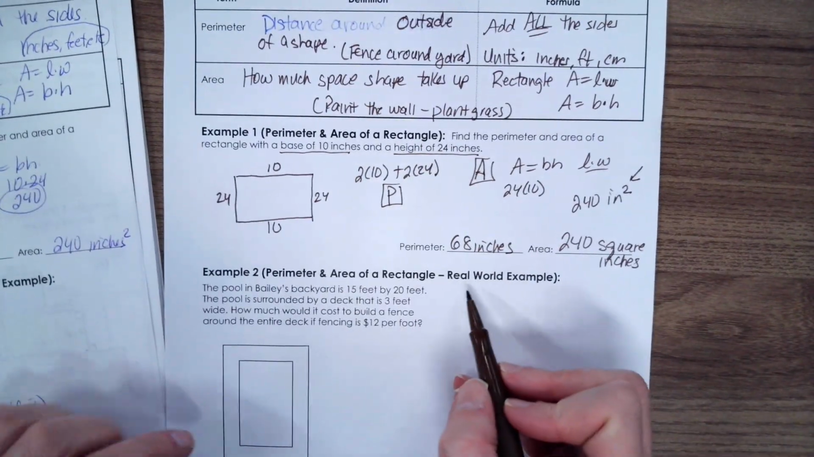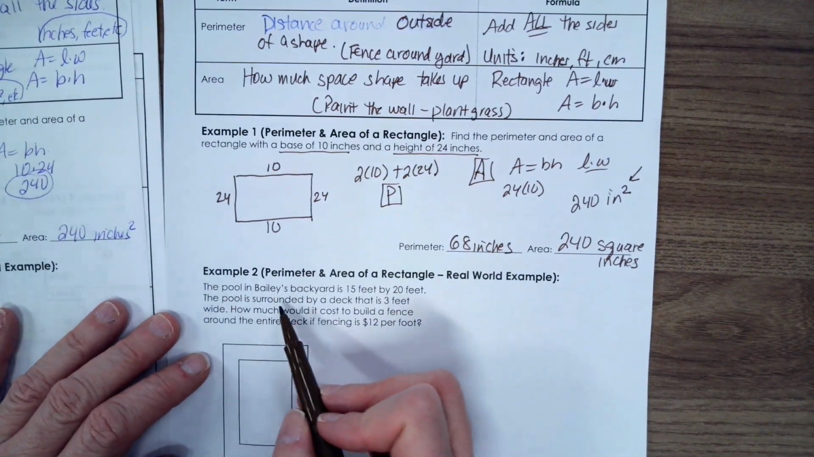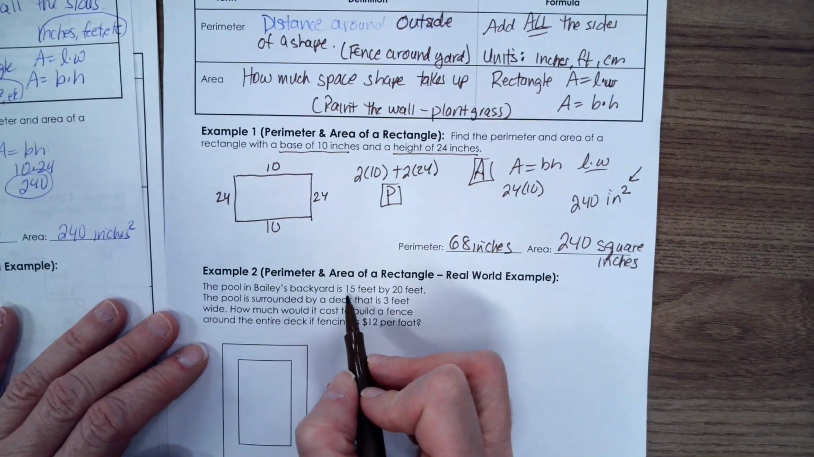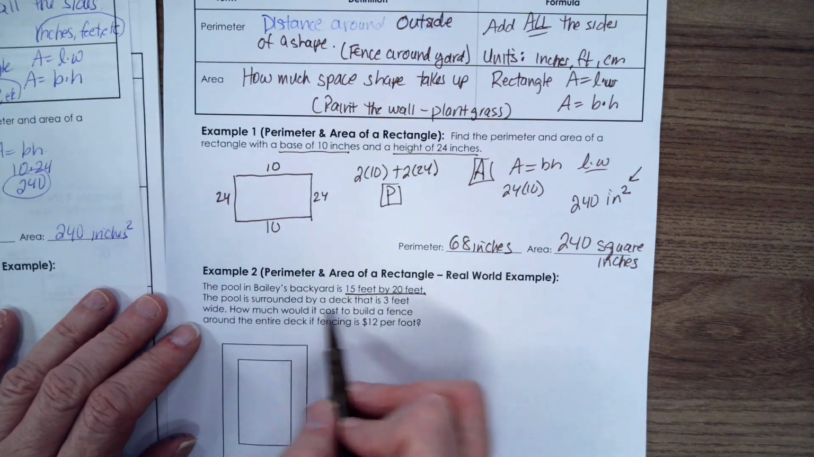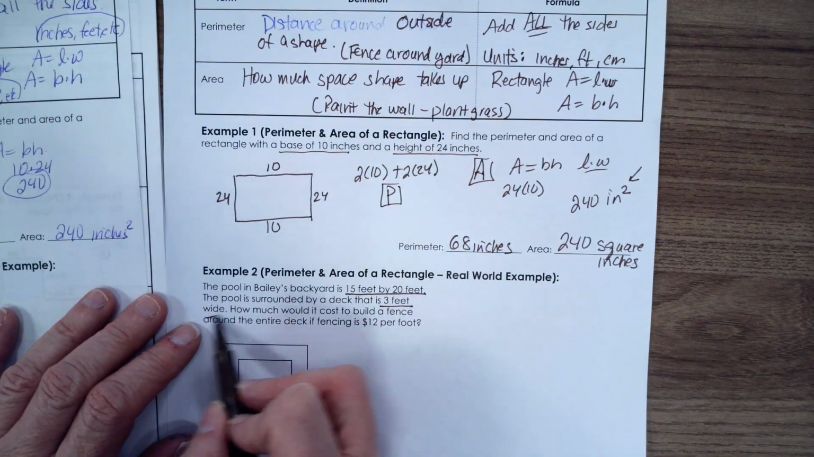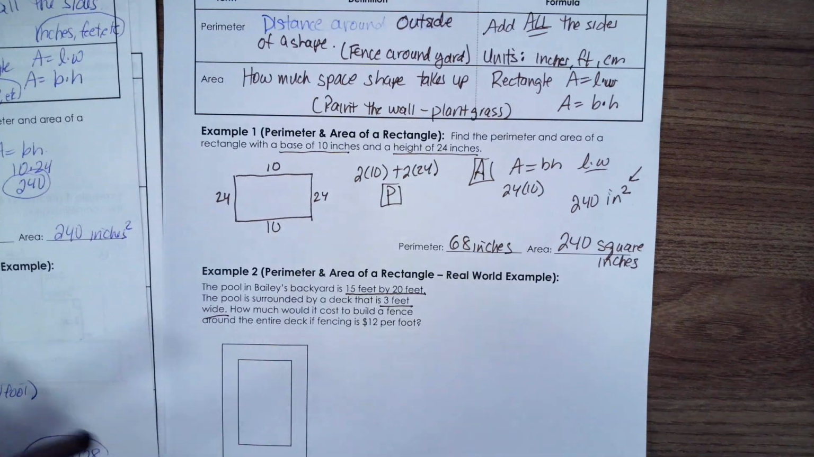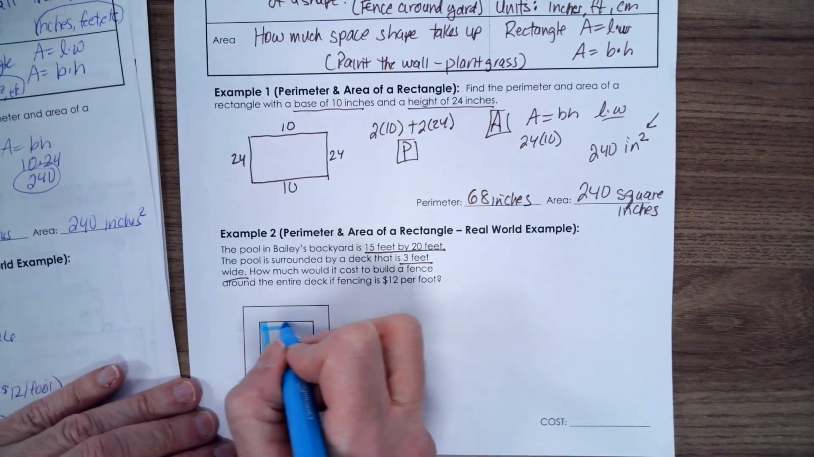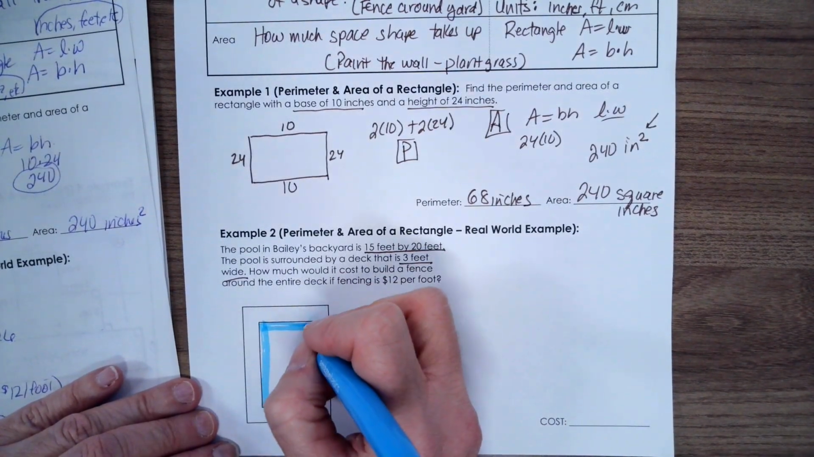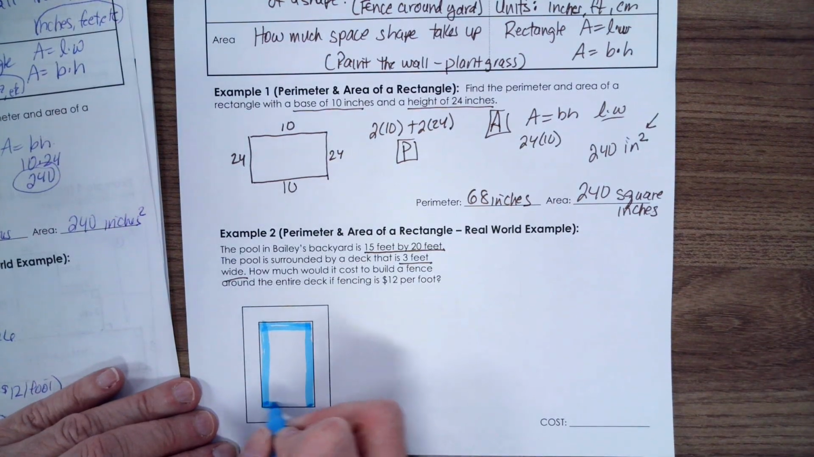Perimeter and area of a rectangle, real world example. So the pool in Bailey's backyard is 15 feet by 20 feet. That's the pool. The pool is surrounded by a deck that is 3 feet wide. Okay, so let's color in this picture just a little bit. I put a picture on here for you, but on your homework, you're going to have to draw your own pictures. And I definitely recommend it.